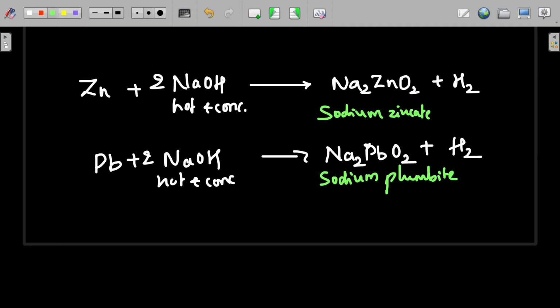Calamine is zinc carbonate. Calamine will come under metallurgy, an ore of zinc.